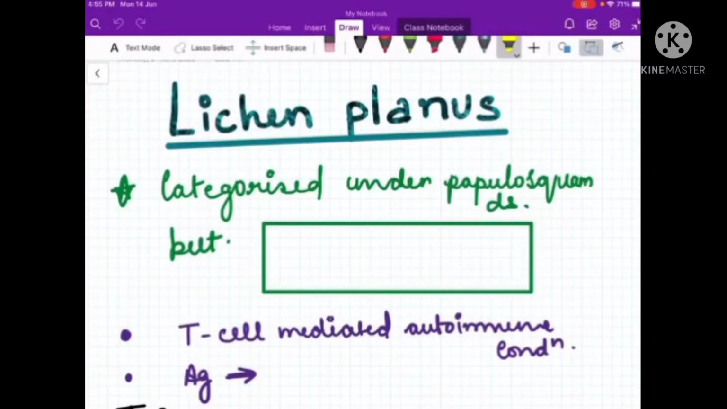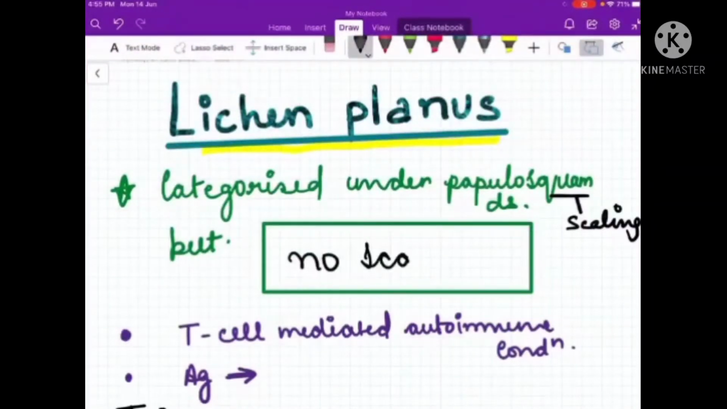Today's topic is Lichen Planus. This is categorized under papulosquamous diseases, and in my previous video I told that squamous means scaling. But this disease does not have any scaling. There is no scaling present in this condition.